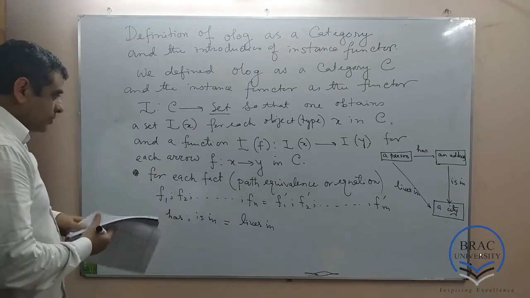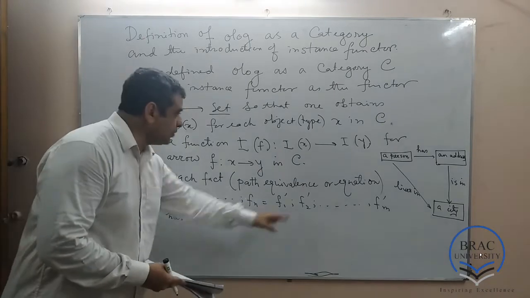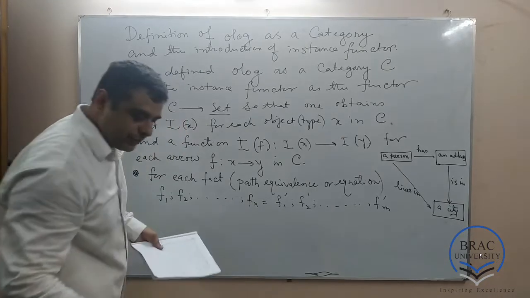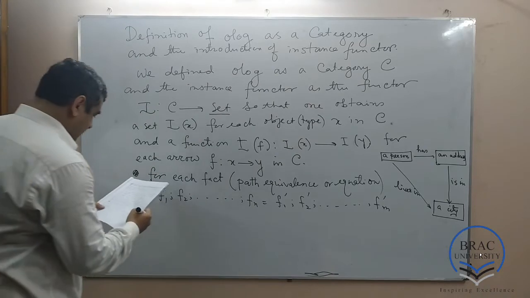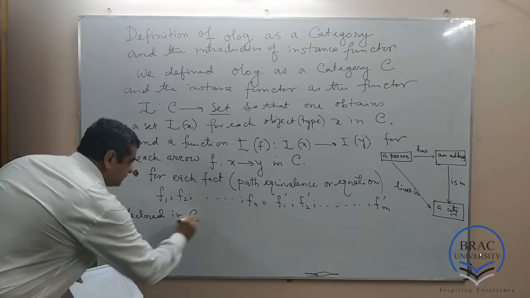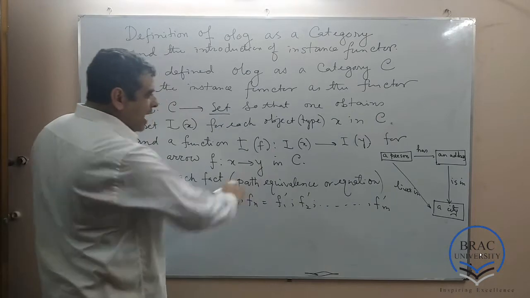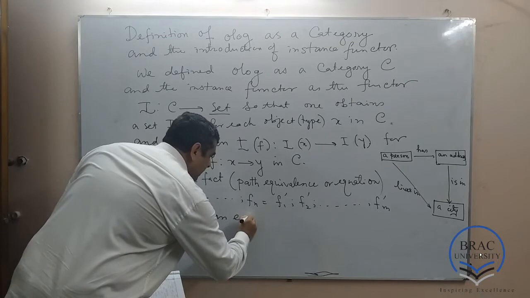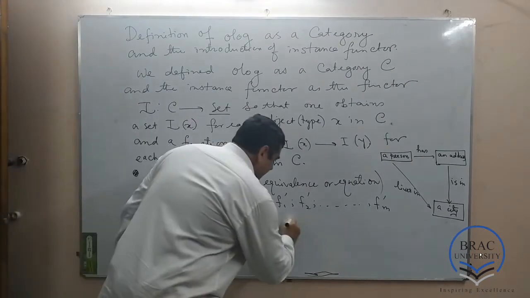Alright, so this was declared. Let me raise this example. This equation or path equivalence is declared in C. For this path equivalence, an equality of functions should hold.